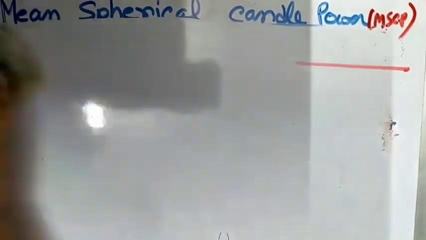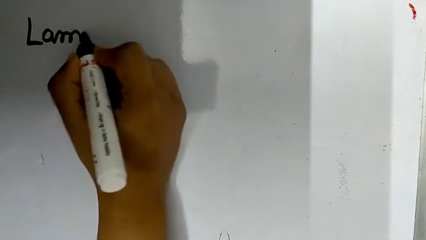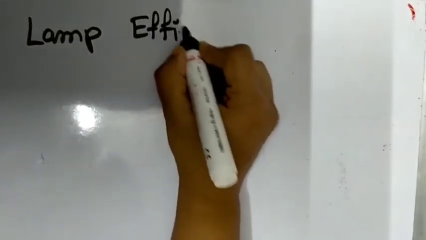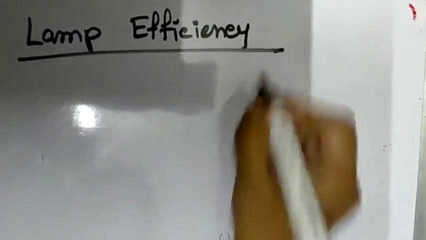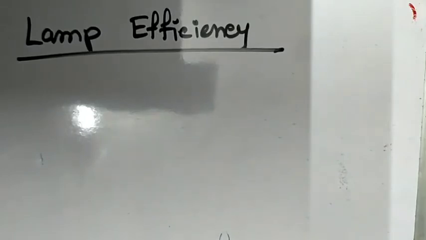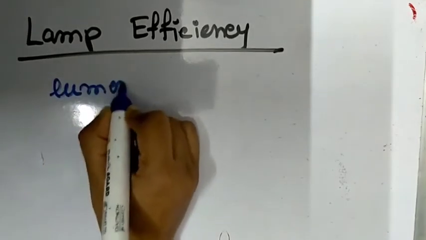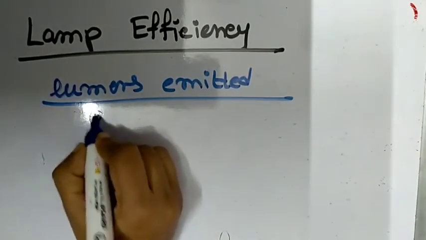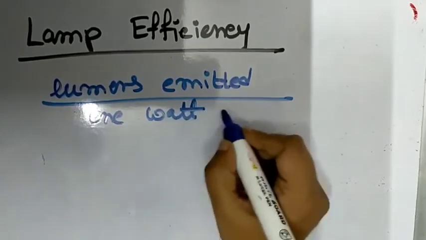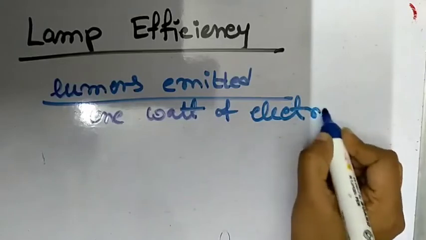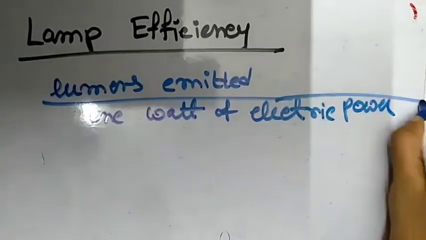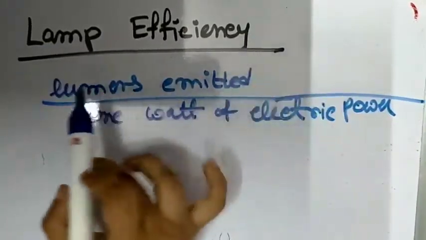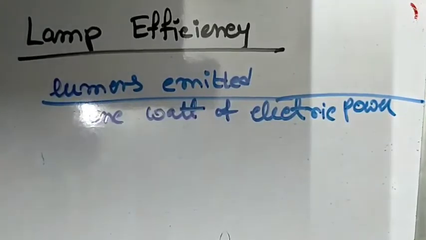Next is lamp efficiency. It is the ratio of lumens emitted per 1 watt of electric power.